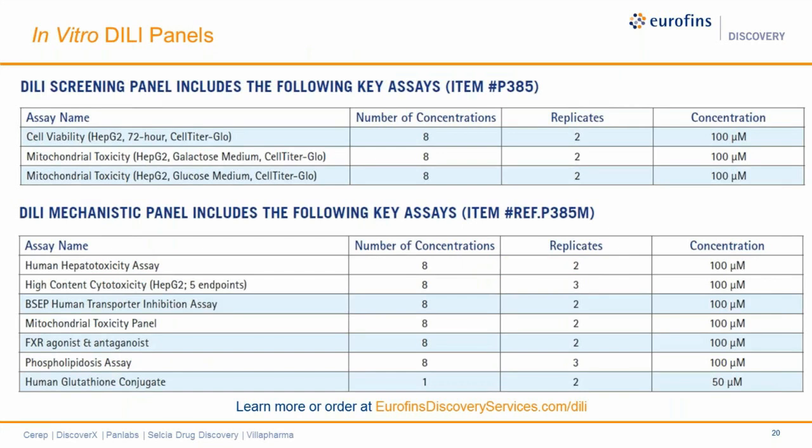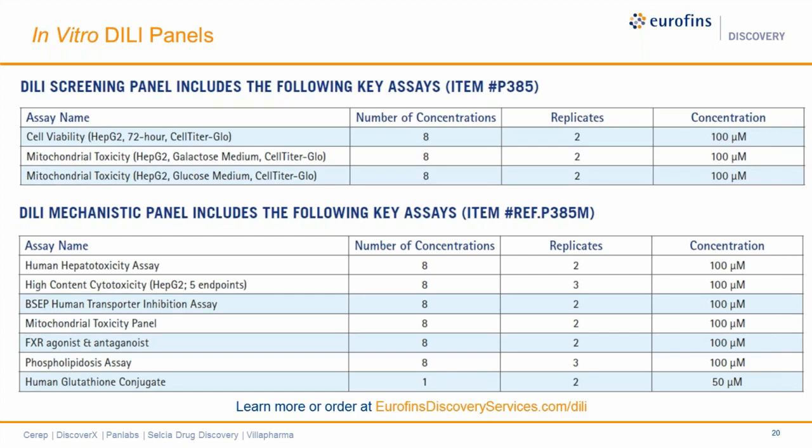This is the summary of the in vitro assays that we use to assess DILI risk at Eurofins Discovery. We offer two panels of assays, the DILI screening panel and the DILI mechanistic panel. The assays in the DILI screening panel are high throughput, low cost, fast turnaround assays that can be used at early stage of drug discovery to screen large amounts of compounds. In this panel, we use HepG2 cells to assess cell viability after 72-hour incubation. And we use two cell viability assays to assess mitochondrial toxicity.